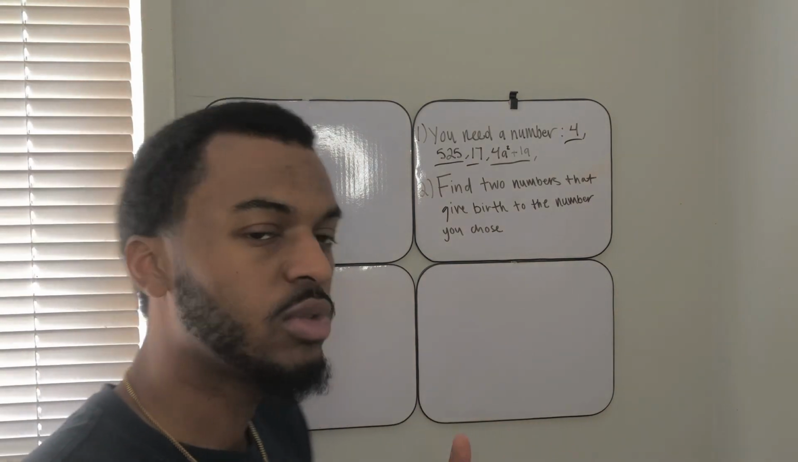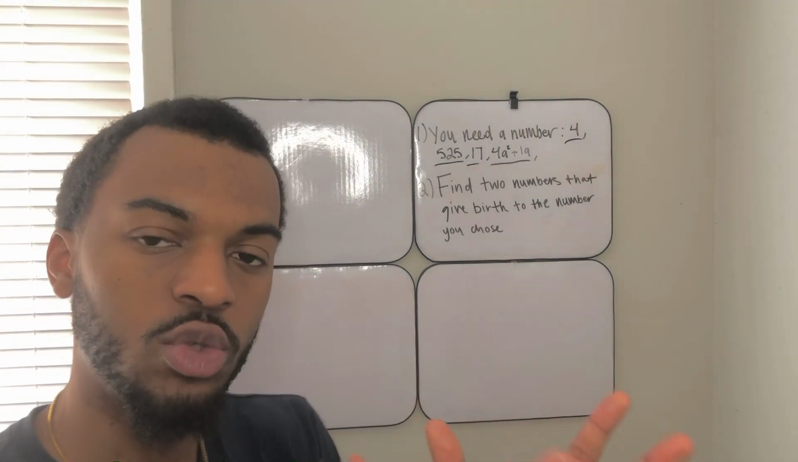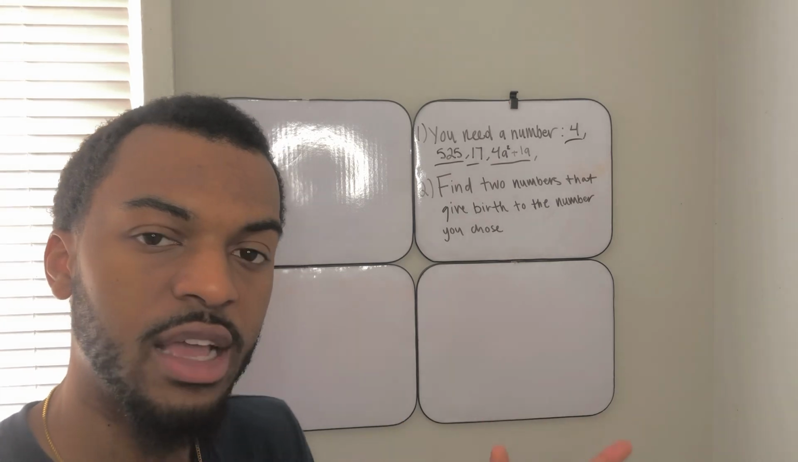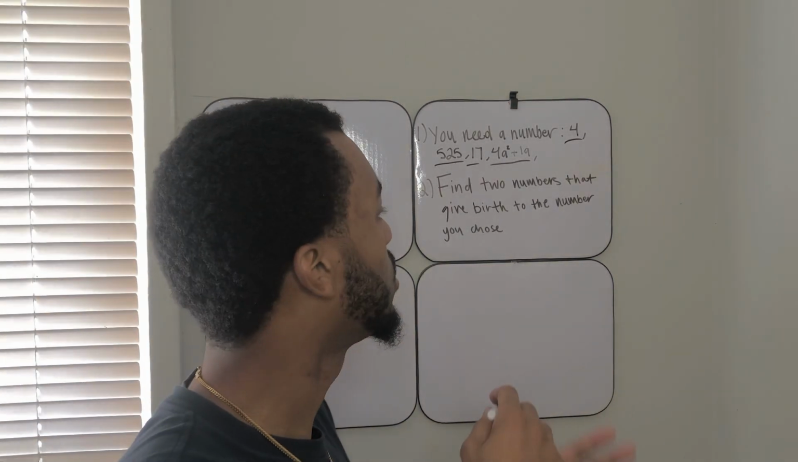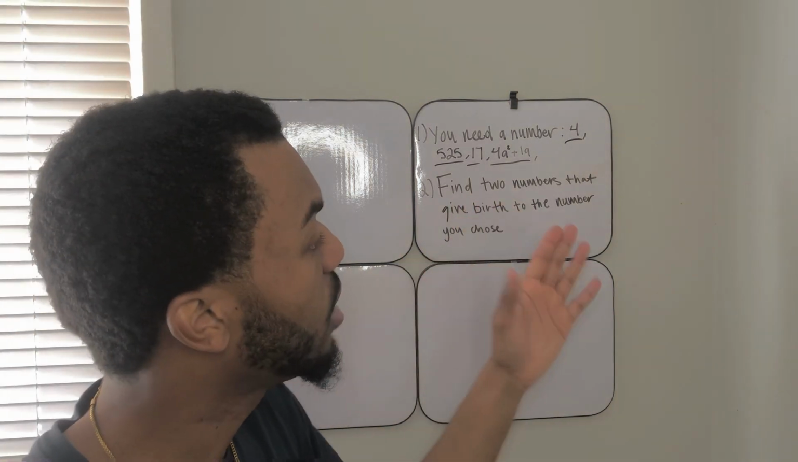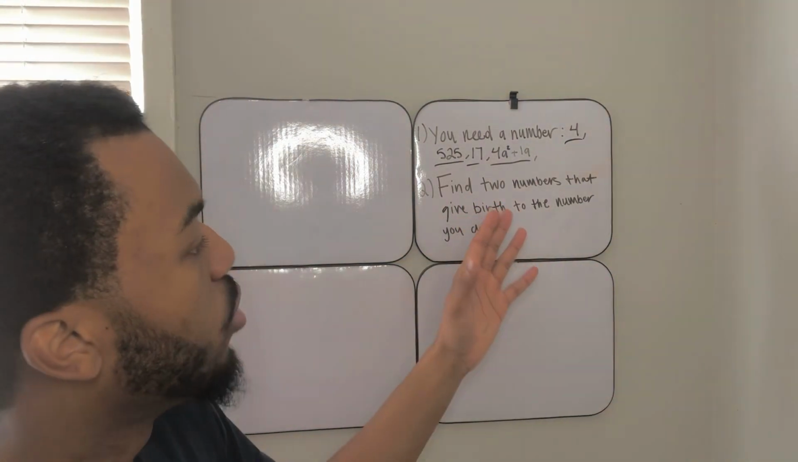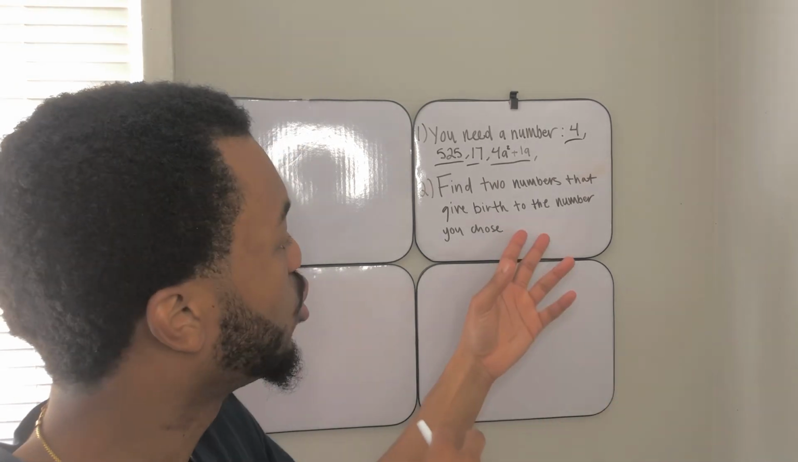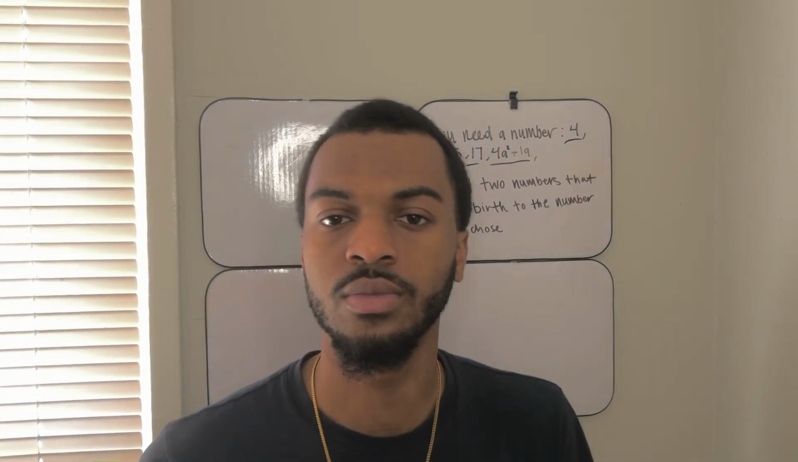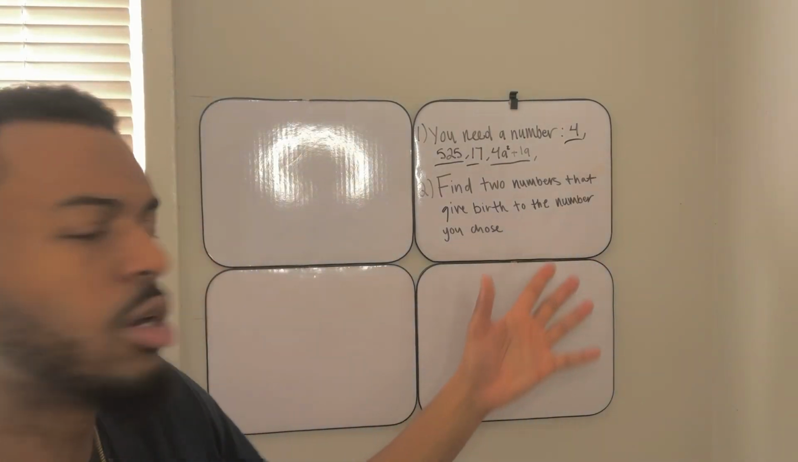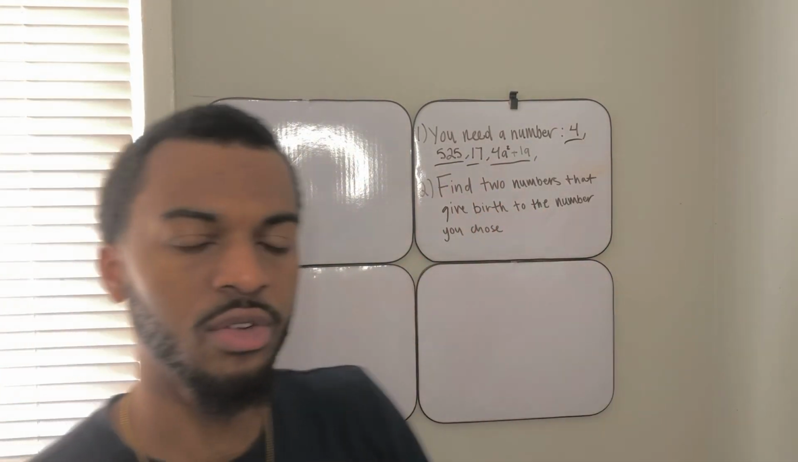So then after you choose a number, the second thing in factoring, the basic principle, is you want to find two numbers. This is what factoring is. You find two numbers that give birth to the number that you chose. You see what I'm saying? That's the heart of what factoring is.